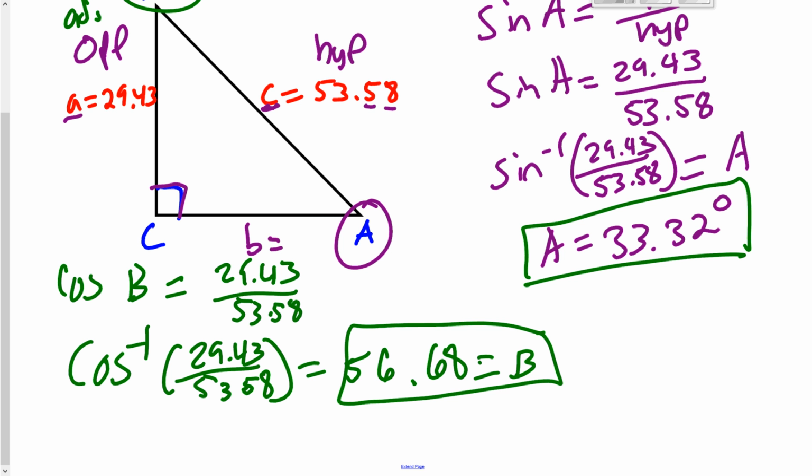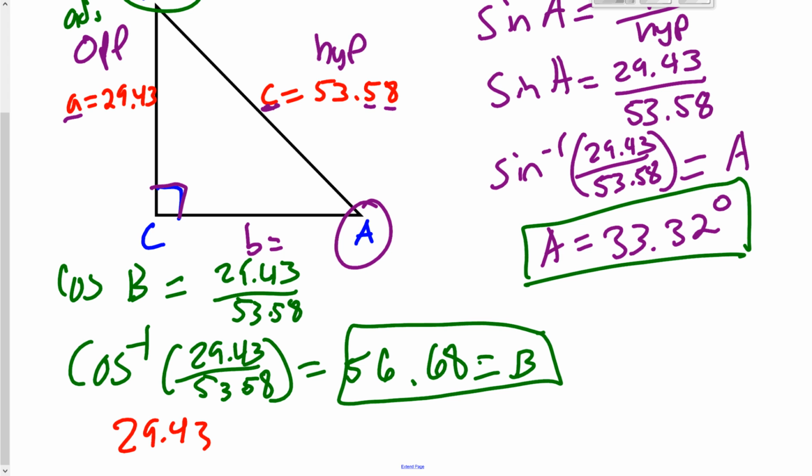But angles are okay because you only have one remaining angle, so might as well just subtract that 33.32 from 90, right? And that's where you get the 56.68. Okay, so let's go ahead and find side B. You can do the Pythagorean theorem, I don't care.